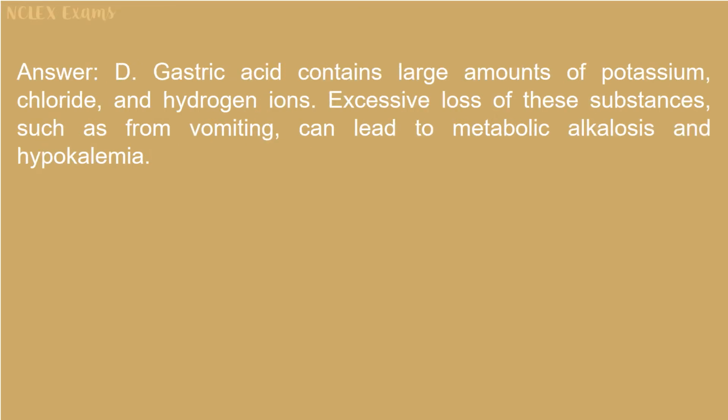Answer D. Gastric acid contains large amounts of potassium, chloride, and hydrogen ions. Excessive loss of these substances, such as from vomiting, can lead to metabolic alkalosis and hypokalemia.